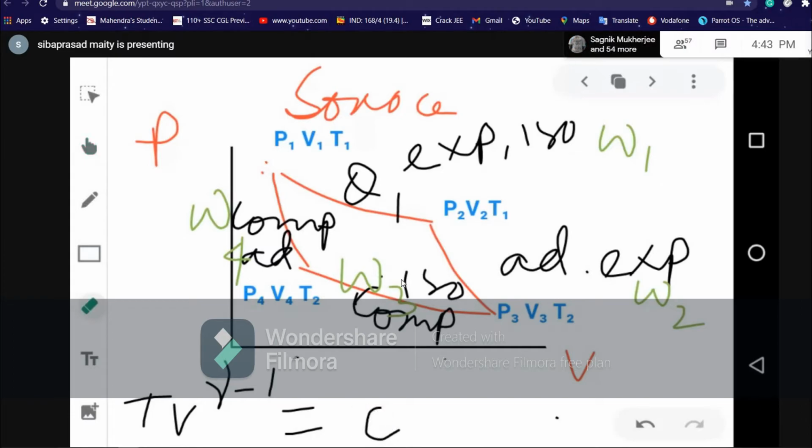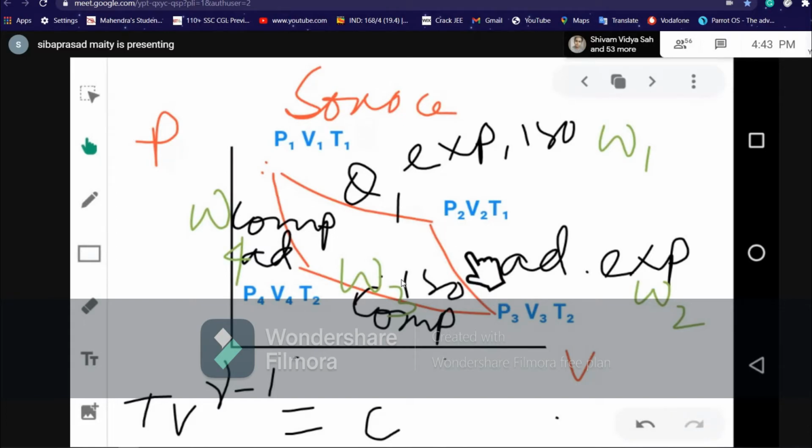V3 to the power gamma minus 1, because T V to the power gamma minus 1 equal to constant. So I repeat again: for adiabatic reversible expansion or compression of one mole ideal gas, in our previous class we derived this relation, T V to the power gamma minus 1 equal to constant. Can you remember it? And if so, then T1 into V2 to the power gamma minus 1 equal to T2 into V3 to the power gamma minus 1. Similarly, T2 into V4 to the power gamma minus 1 equal to T1 into V1 to the power gamma minus 1, because these steps were adiabatic.